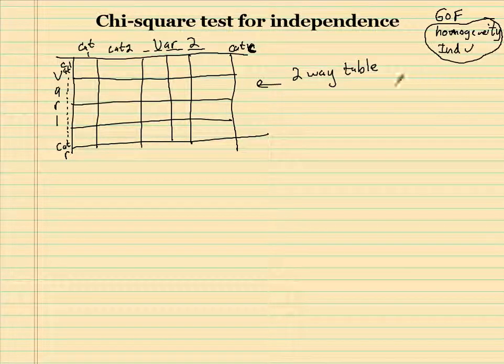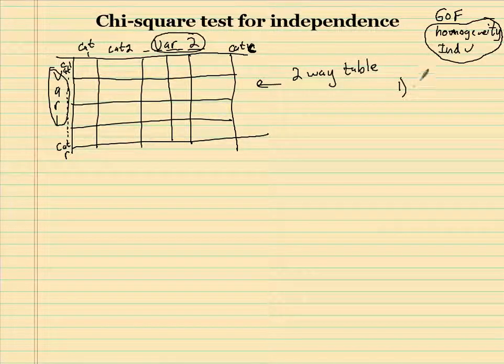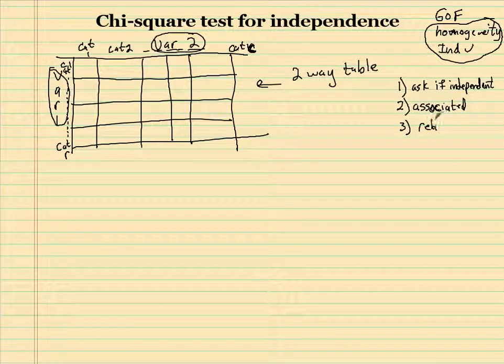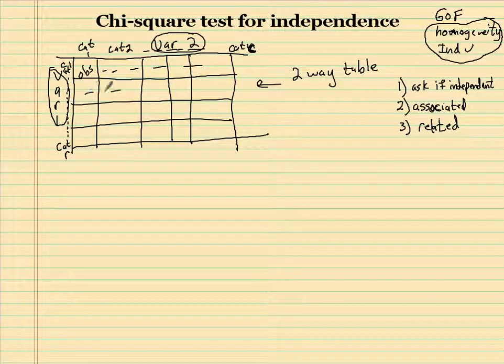One great way to determine if this is an independence problem is they give you these two variables and they ask if they're independent. A few other ways they could ask is whether these two variables are associated, or whether these two variables are related. And remember, you're going to have your observed amount in all these boxes.